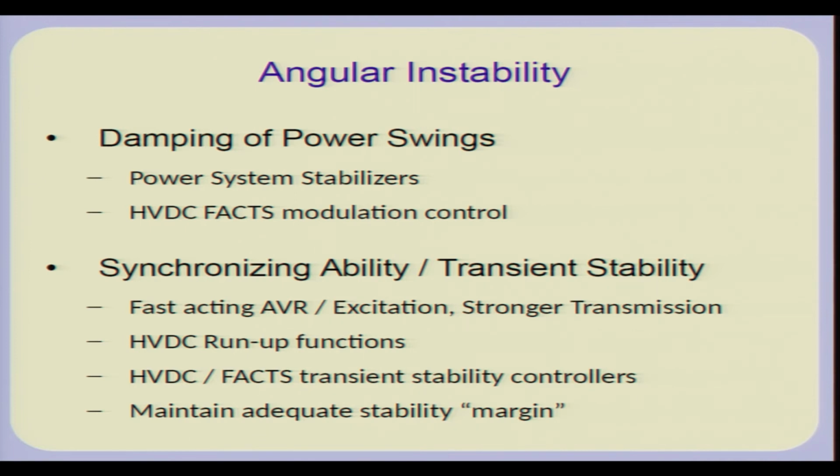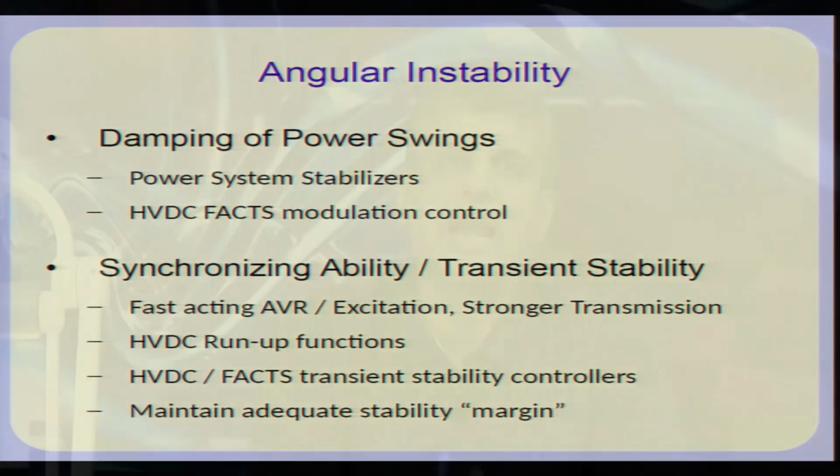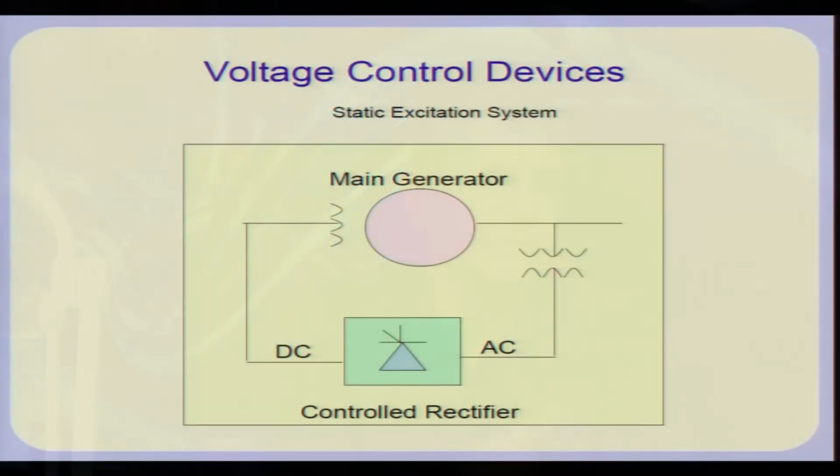And of course, in steady state, what we can do is maintain adequate margin, that is, operate a bit conservatively, so that the system has more margin to withstand disturbances. Now, coming back to what I intended to do, that is to consider voltage stability.